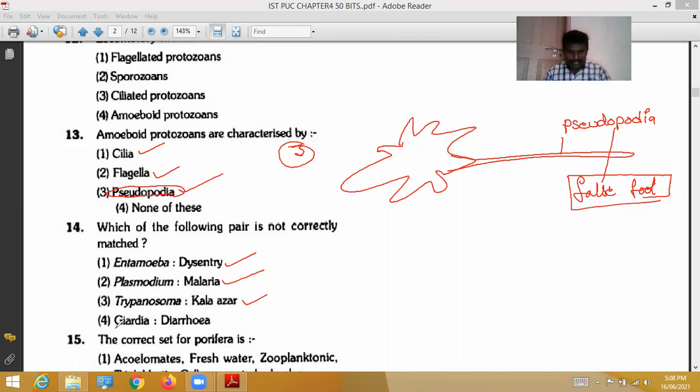Giardia, diarrhea. Generally diarrhea is caused by contaminated food material due to Vibrio cholerae bacteria, but here they gave a different one. So it is a wrong option and not correctly matched. Among the 4 options, the 4th option is not correctly matched, so the 4th option is the correct option.